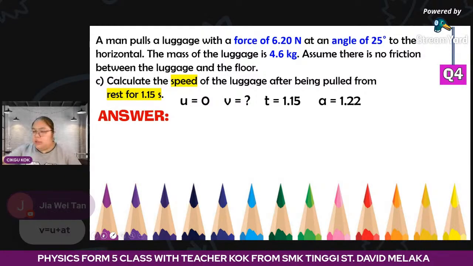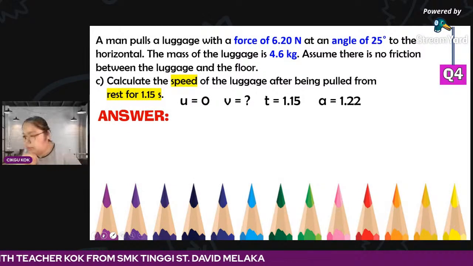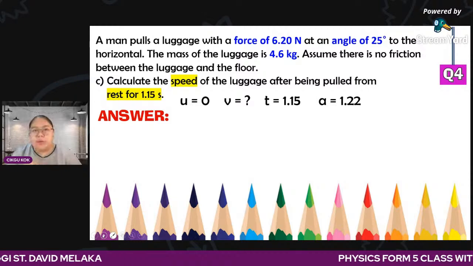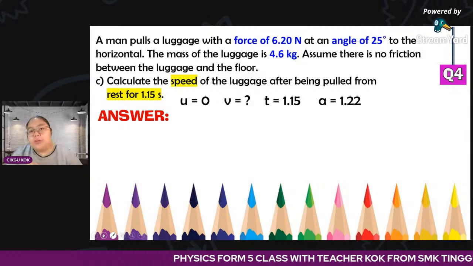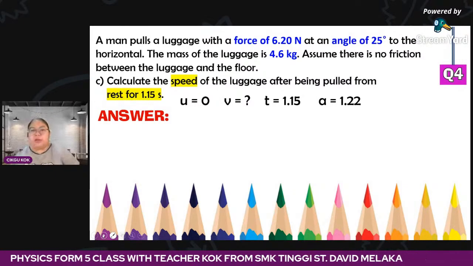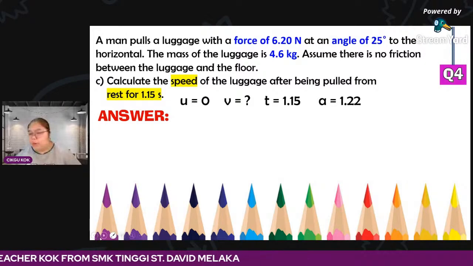Okay, Yenru, if you give me UT plus half AT squared, that means there is displacement. From here, we don't have any displacement. So this one cannot be used. We can use the first one only, V equal U plus AT, because in the whole situation we don't have displacement. So from here, we're going to check.